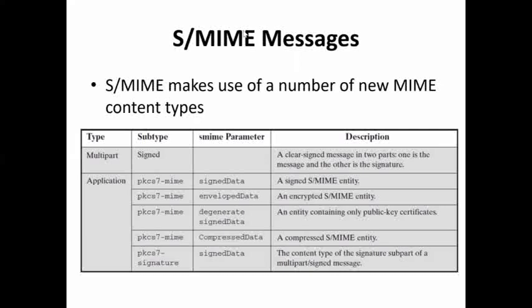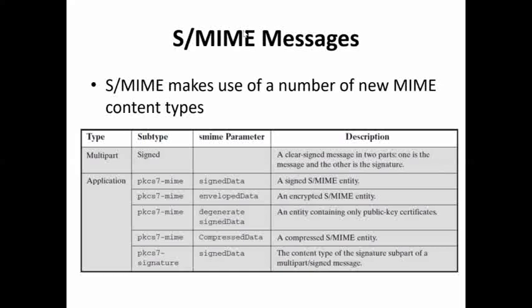Suppose the entity contains only public key certificates, at that time you can choose the subtype PKCS7 MIME, and the parameter is degenerate signed data. Suppose you are using a compressed S/MIME entity, you can use the subtype PKCS7 MIME, which is the same for all four of these: signed data, enveloped data, degenerate signed data, and here for the compressed entity, obviously compressed data.